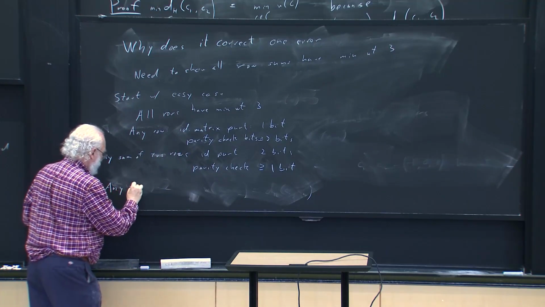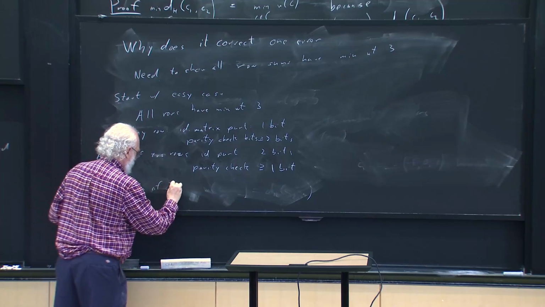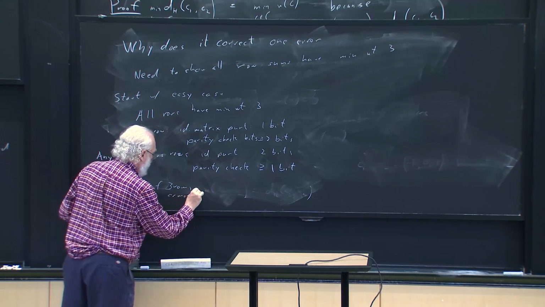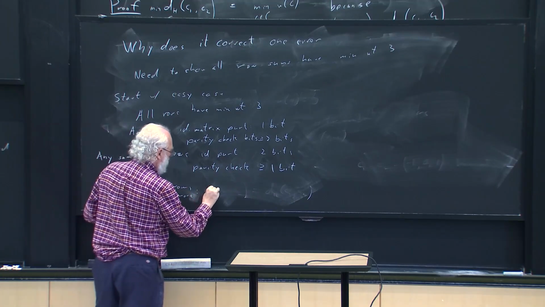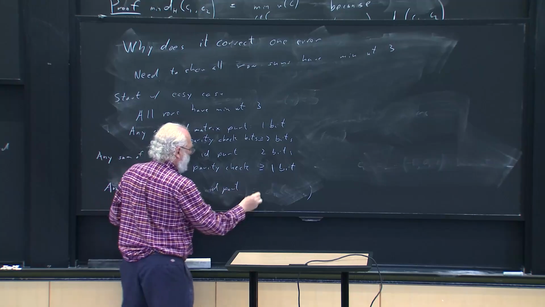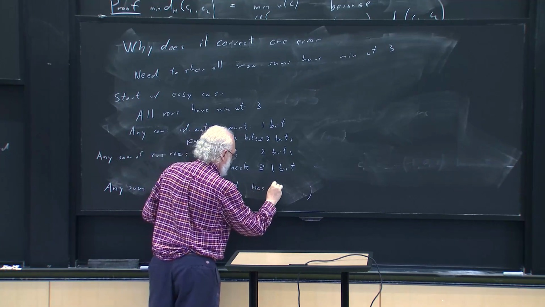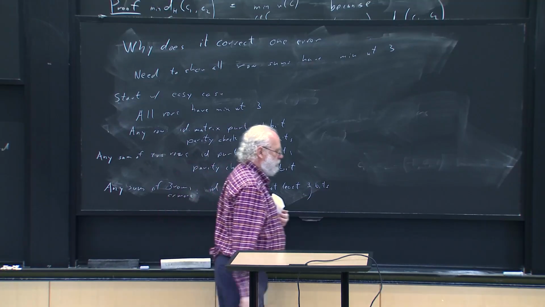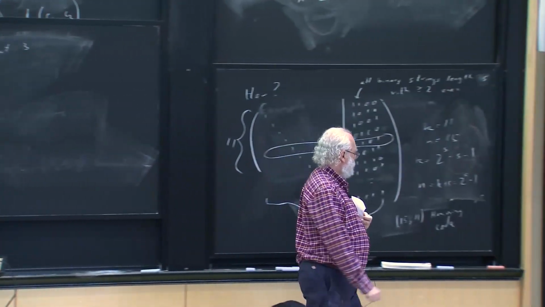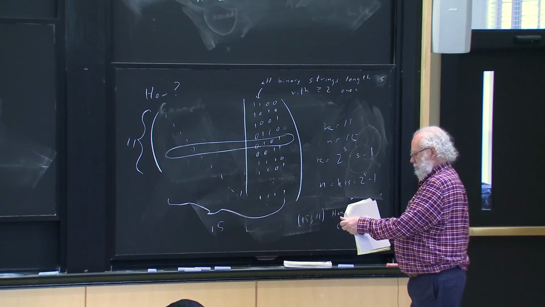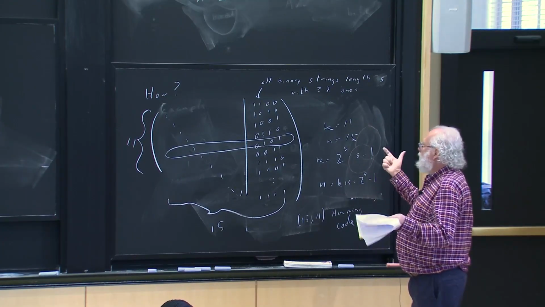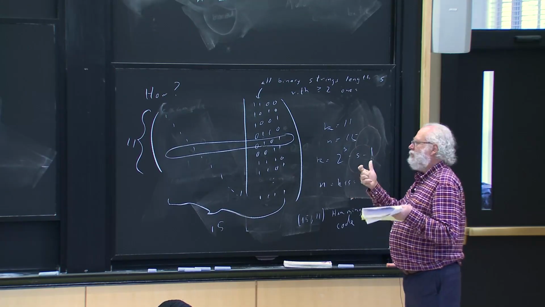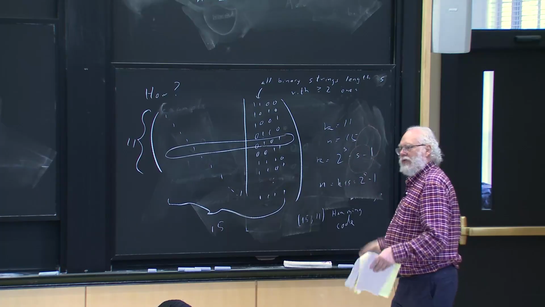And any sum of 3 rows or more, the identity part has at least 3 bits. Okay. So the last thing I want to do today is tell you how to correct errors in linear codes.